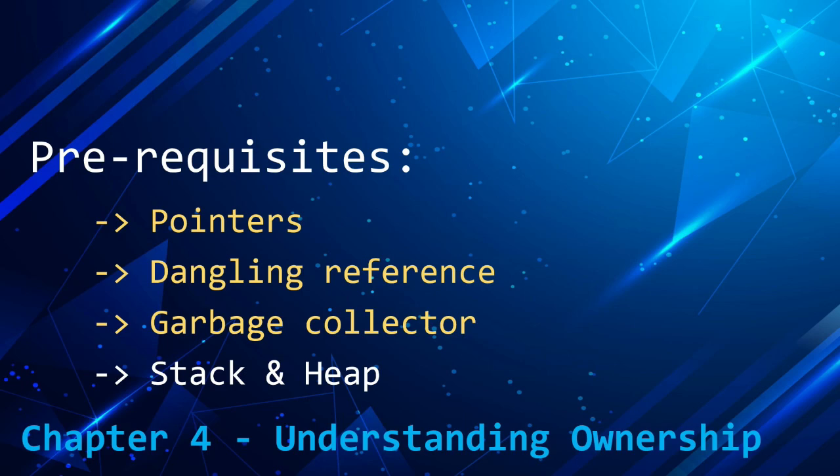Chapter 4: Understanding Ownership. Ownership is the most important and unique feature in Rust. It enables memory safety guarantees without a garbage collector. So we must learn ownership and its related concepts like borrowing and slices.